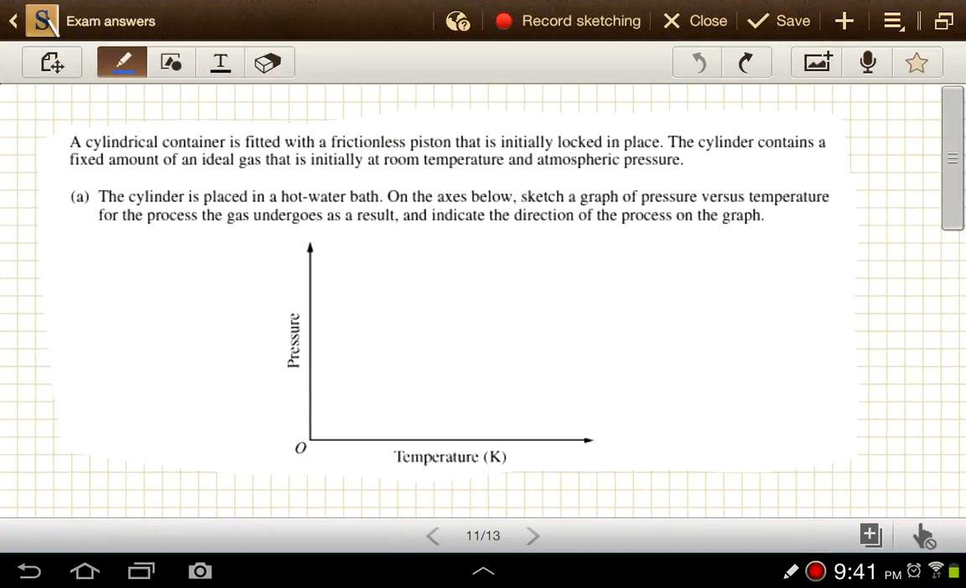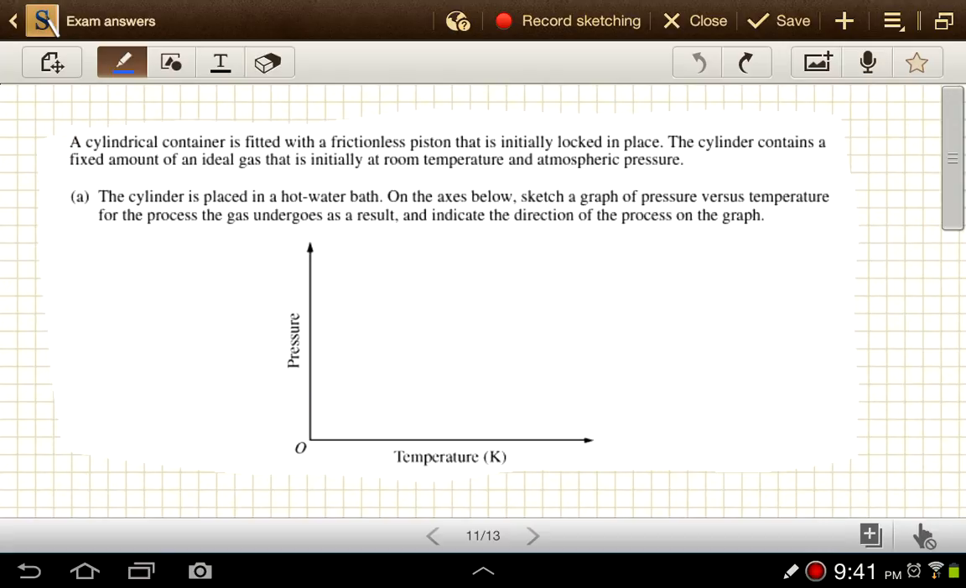This problem is off the 2012 AP Physics B exam. This was free response question number 4. This is another ideal gas law problem, really just ideal gas law, I guess.